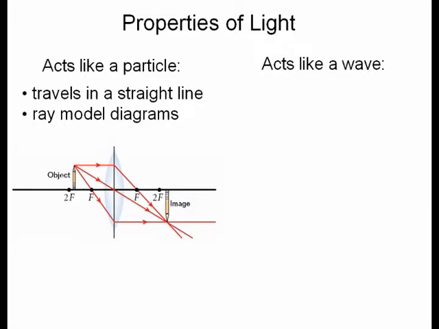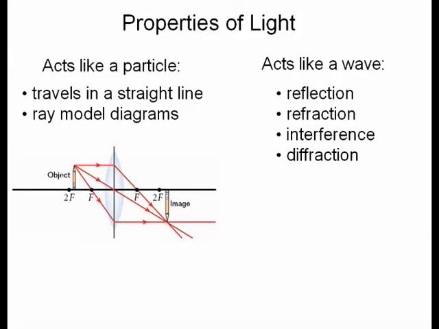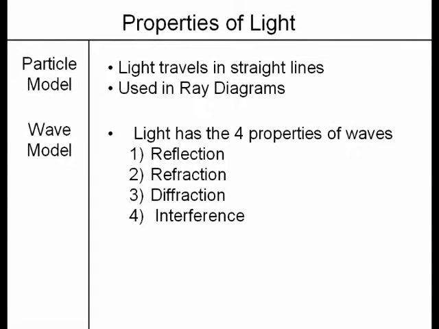This week we're going to be looking at how light acts like a wave. Properties of waves we've studied in the past are reflection, refraction, interference, and diffraction. Since light does all four of these things, light acts like a wave. Pause and copy.